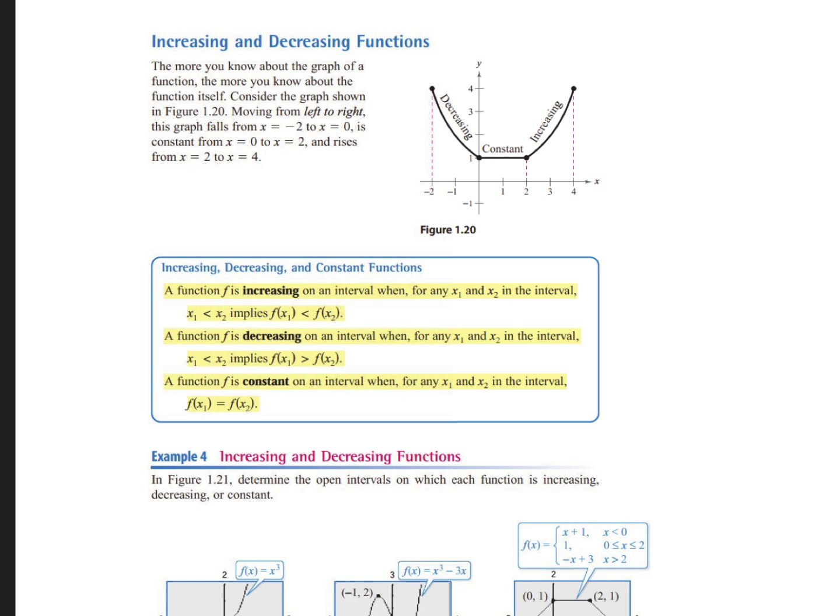Increase. What is a graph doing if it's increasing? It's going what direction? Up. What about if it's decreasing? Down. What about if it's staying constant? It's just flat, right? It's staying the same.